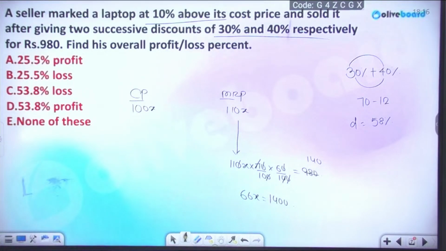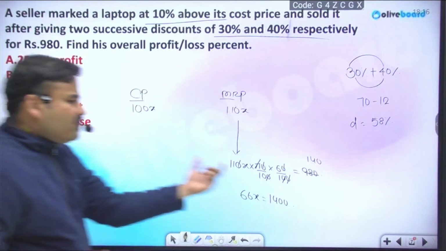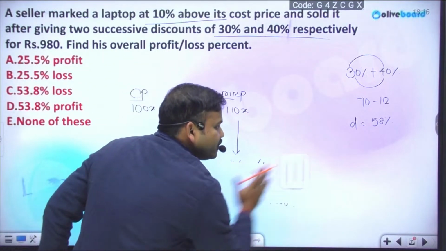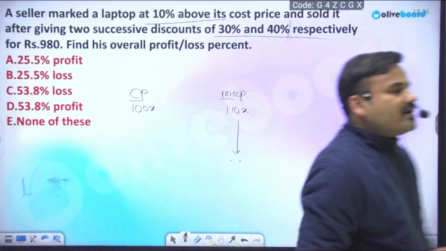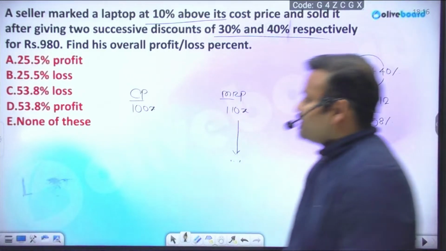Find out his overall gain or loss percent. This particular article was marked 10% above. You can do it like this, or else you can directly take 42%. Anybody getting the answer? Comment.